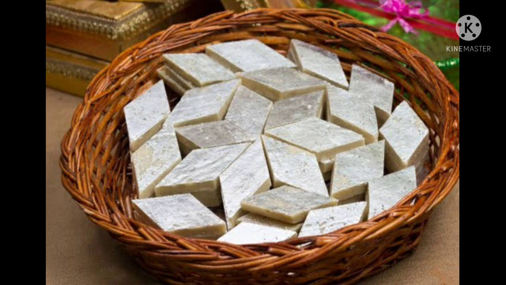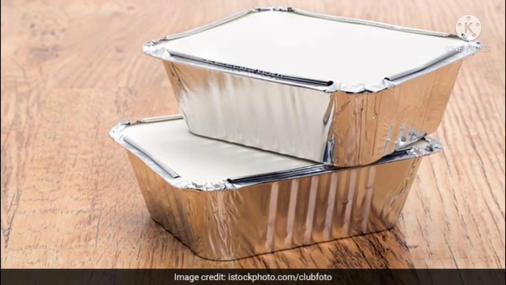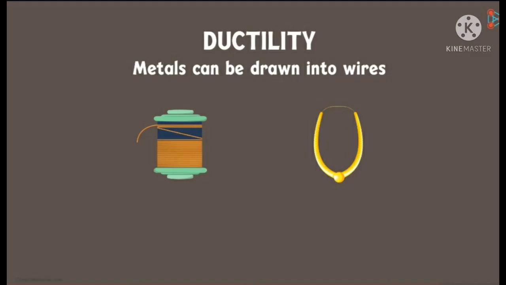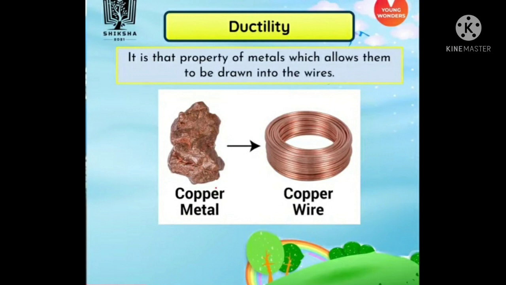You might have seen silver foil used for decorating sweets and aluminium foil used for wrapping food. These are some examples of the malleable property of metals. Next property of metal is ductility. Have you ever seen copper wire or gold wire used to make jewelry? Metals by nature can also be drawn into wires. This property is called ductility. The ability of metal to be drawn into wires is called ductility.